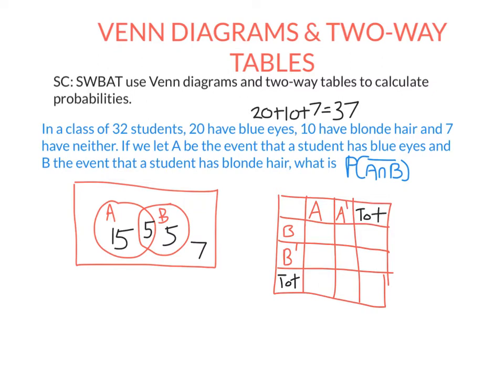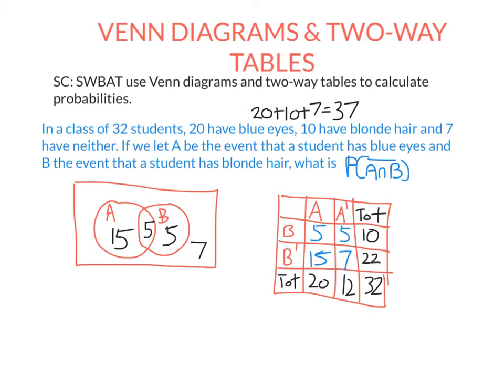So we just figured out that there are 5 that have both. So this is the number in both because it's in the A column, means they have blue eyes, and the B row means they have blonde hair. So this is A and not B, which are those 15 there. Similarly, B and not A, and then neither is there. So again, we can just add up totals here for the two-way table, and everything should add to 32. 20 plus 12, 10 plus 22 gives us 32, and we're done.